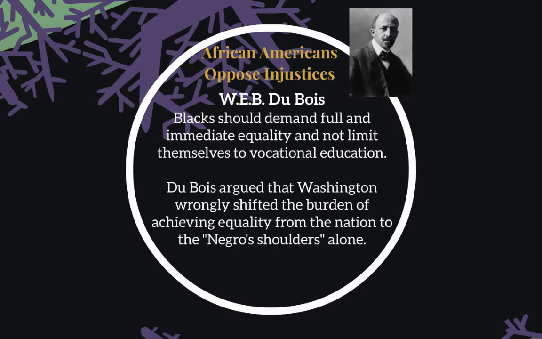W.E.B. Du Bois also was around during the period of time that Booker T. Washington was, but he had a little bit of a different view. He was from Massachusetts. He gets a PhD from Harvard in 1896, and he criticizes Booker T. Washington for Washington's willingness to accommodate Southern whites. He thought that they should not wait and just limit themselves to vocational education. They should demand immediate and full equality.